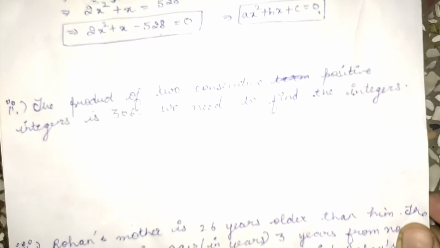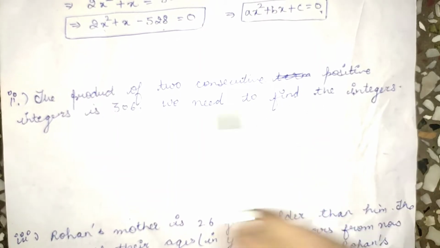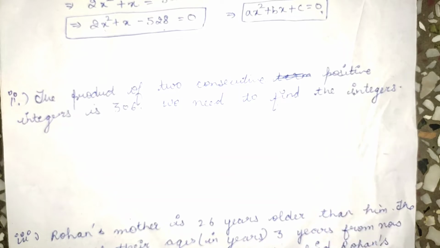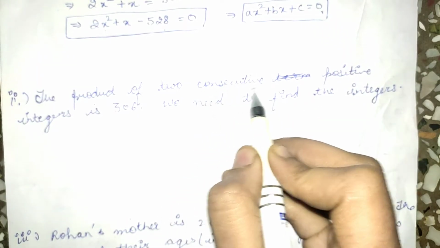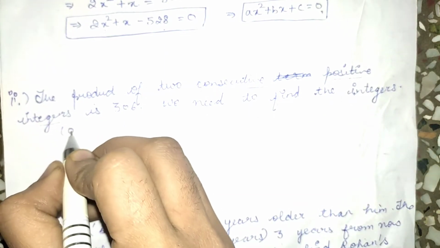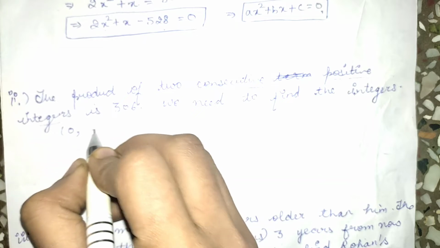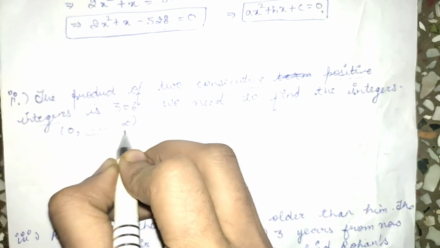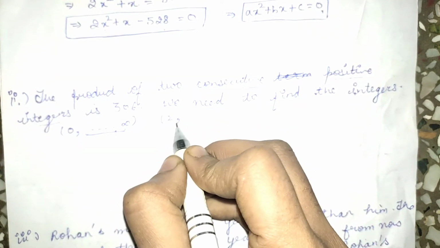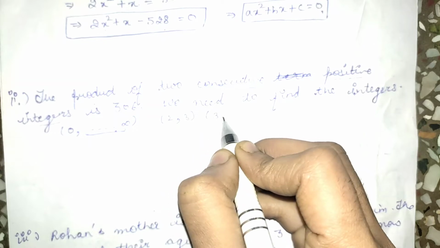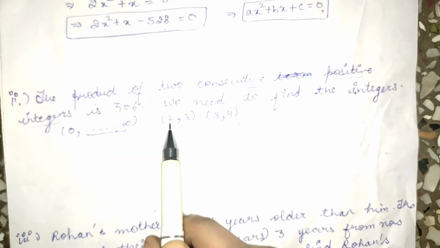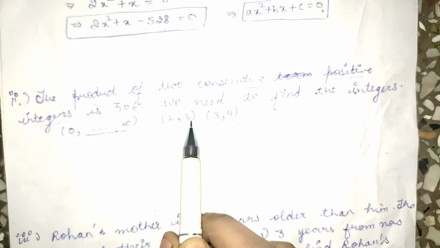Okay, coming to the next question: the product of two consecutive positive integers is 306. We need to find out the integers, right? So do you know what it means? Positive integers means numbers will be between 0 to infinity. Okay, only positive numbers will be there. And what does consecutive mean? Consecutive means if the first number is 2, the second number will be 3. If the first number is 3, then the second number will be 4, right? If I add 1 to the first number, then I will get the second number.